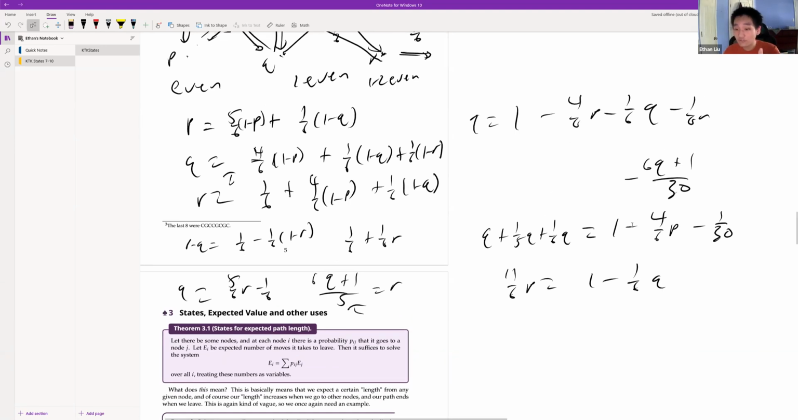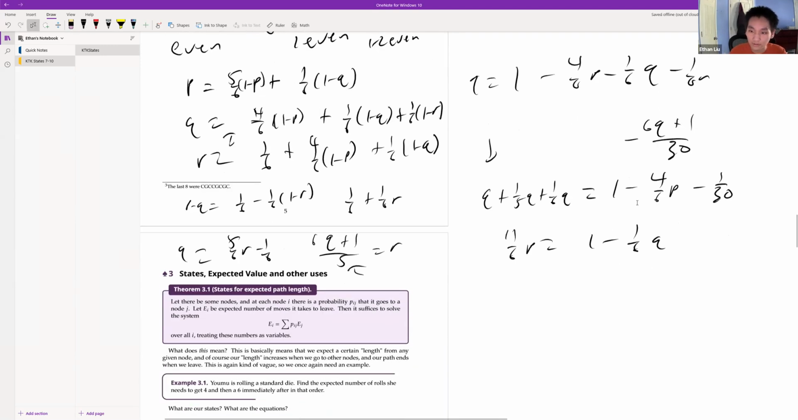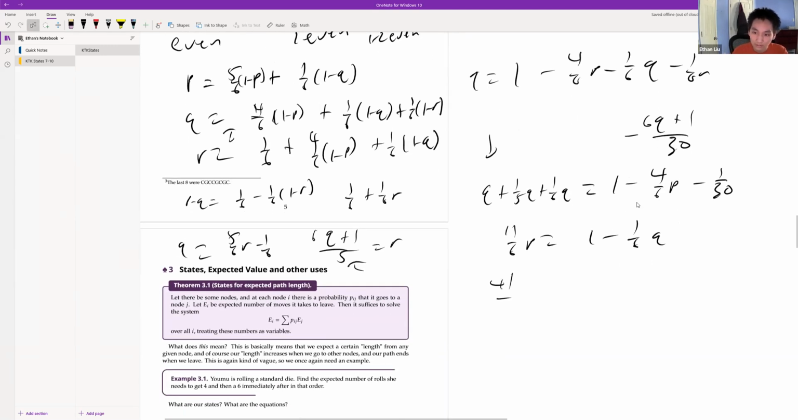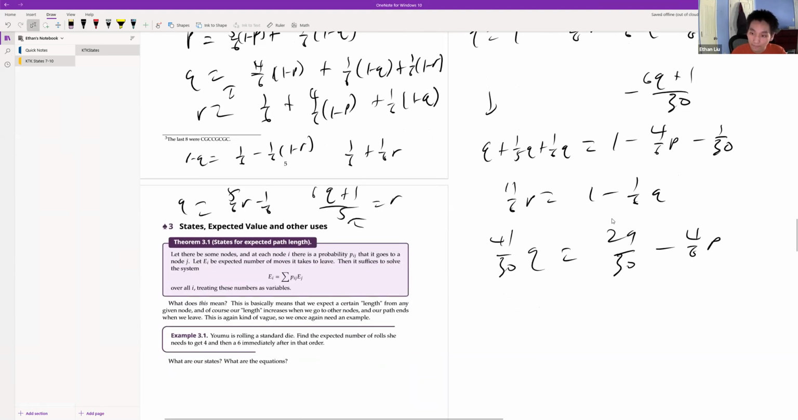And you can solve for p now, actually, if you just switch the sides. I'm doing things in my head pretty quickly because as much as I said I was going to do calculations, I don't like doing them. And this is 29 over 30 minus 4 over 6p. This is 11 over 6p. We're going to multiply this entire thing by 41 over 5.